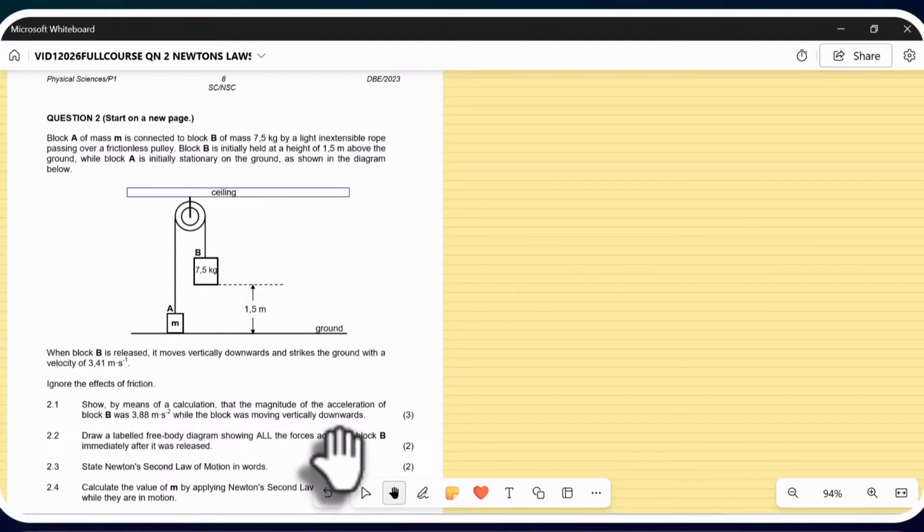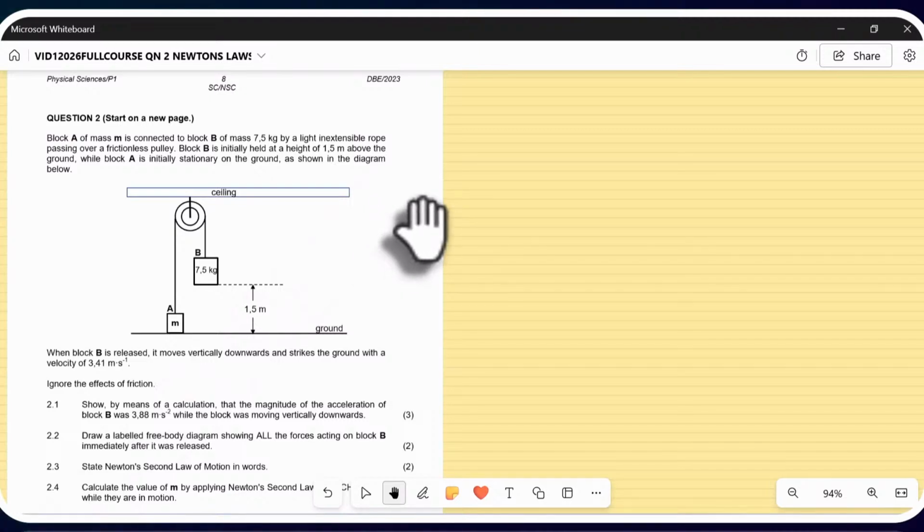Now you see there is a rope here, and the block here is being pulled down by Fg, but because we have got the tension, it means that it's not in free motion, not in free fall. So I'm looking for the acceleration while it is in motion.